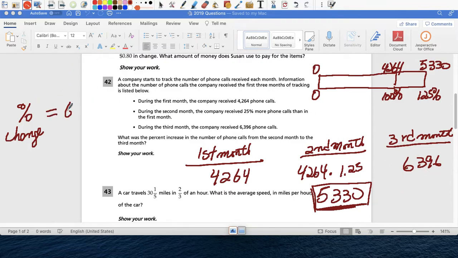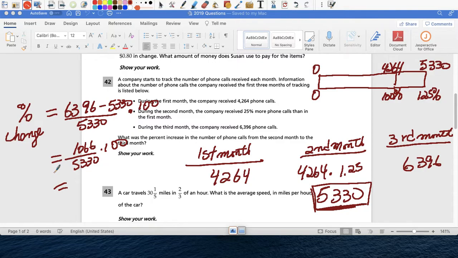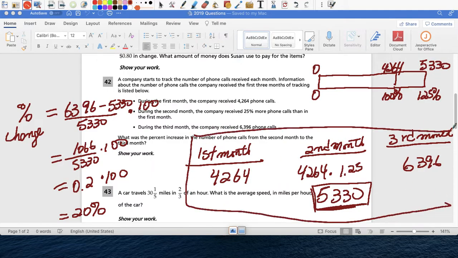So our new number is 6,396. The old number was 5,330, over old, 5,330. Obviously, we're going to get a positive number, and don't forget, times 100. So in your calculator, 6,396 minus 5,330 equals 1,066 over 5,330. I'm just going to do it step by step. I'm going to divide that by 5,330, which gives me 0.2. If you multiply that by 100, you get 20%. So once you establish this, this would be your show your work part. And that's obviously the answer. Okay.